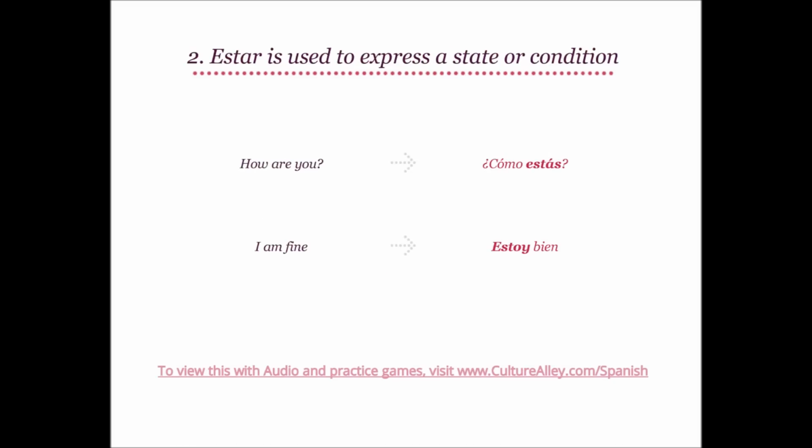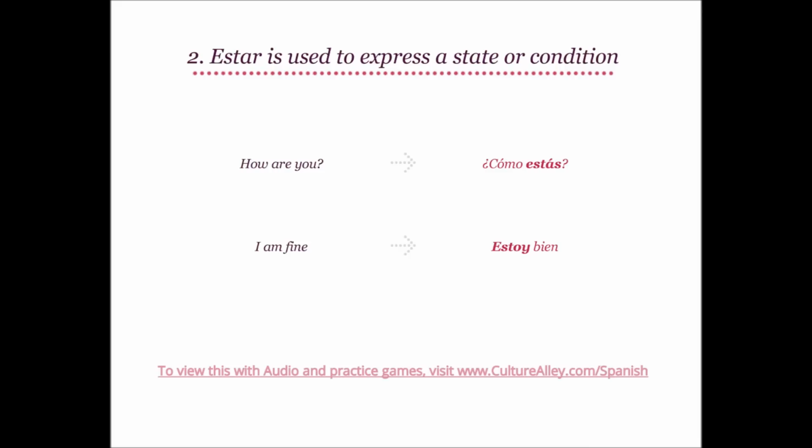Let's discuss the second scenario for the usage of estar. Estar is used to express a state or a temporary condition. Let's take an example. How are you translates to ¿Cómo estás? Try saying that. It is ¿Cómo estás? Now, how are you means to ask someone how they are at that point in time.